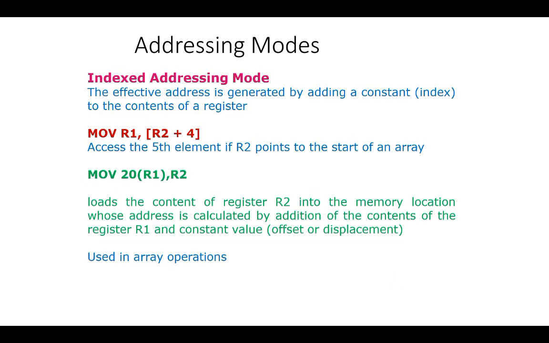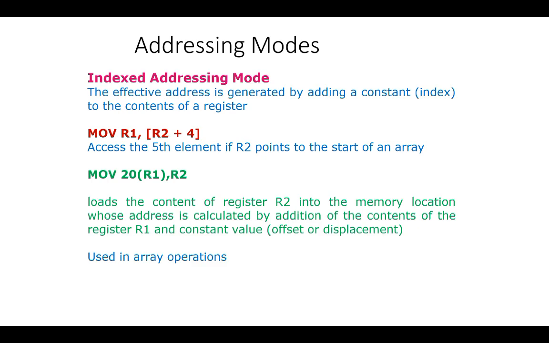So the next addressing mode is the index addressing mode. In the index addressing mode, the effective address... In the previous addressing modes, such as immediate, register, direct and indirect addressing mode, the effective address is either explicitly mentioned in the register or in the main memory.